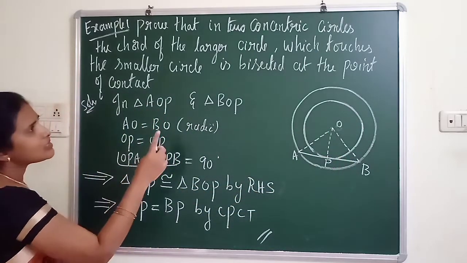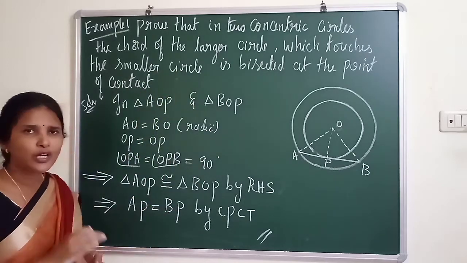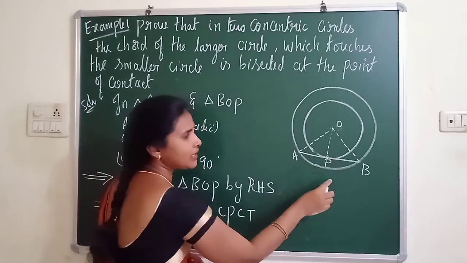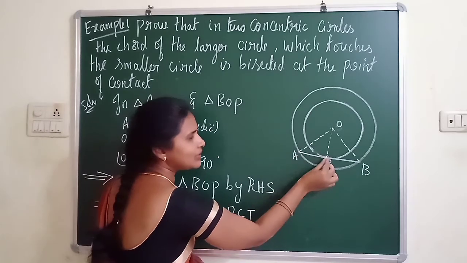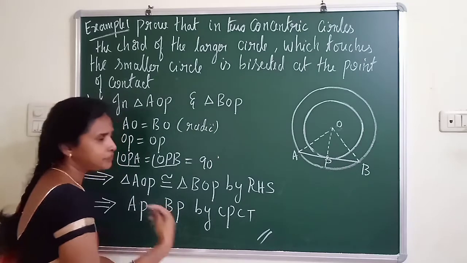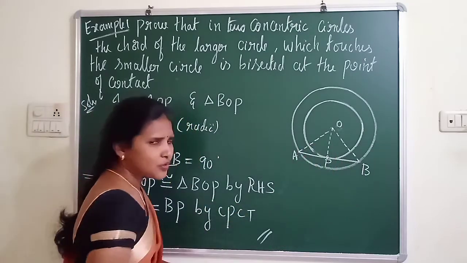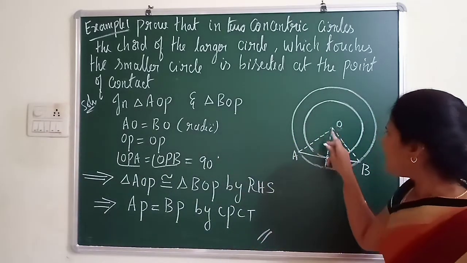So the chord of the larger circle which touches the smaller circle is bisected at the point of contact. What is the meaning of this? At the point of contact. What is the point of contact? You can see here P is the point of contact. It means I have to show that this point of contact bisects this chord, that is, I have to show that AP equals PB. So for that construction, join OA, OB and OP.